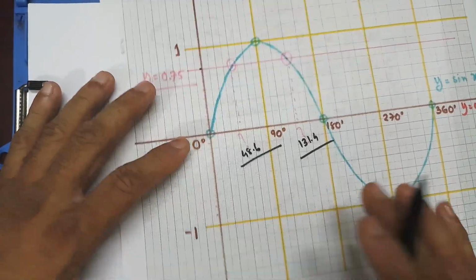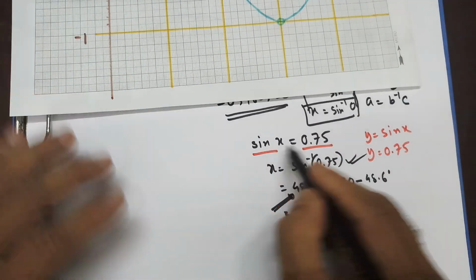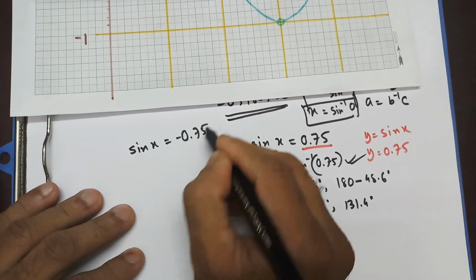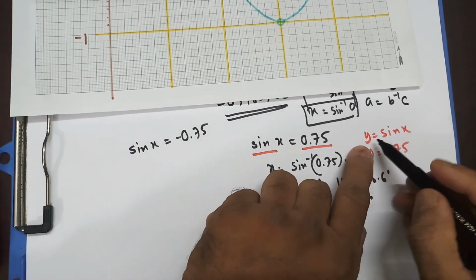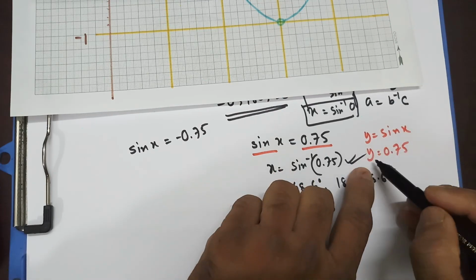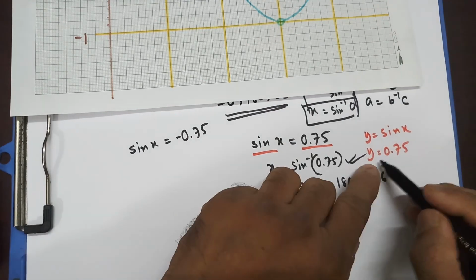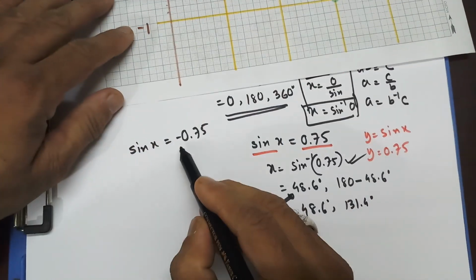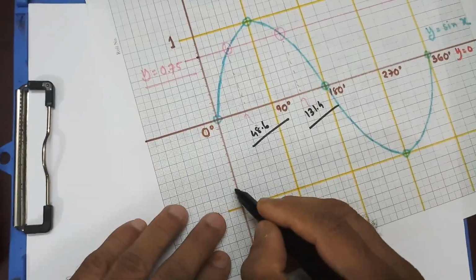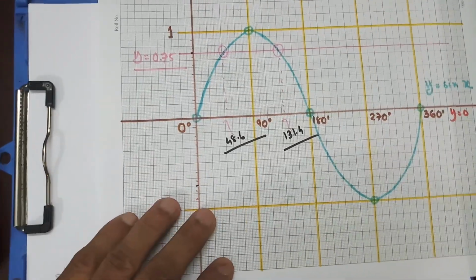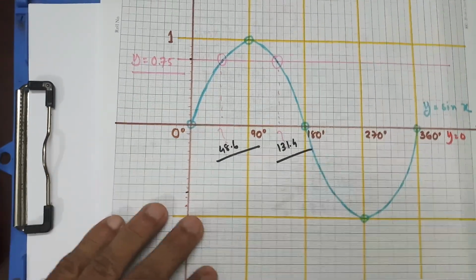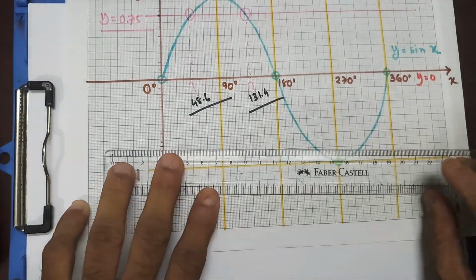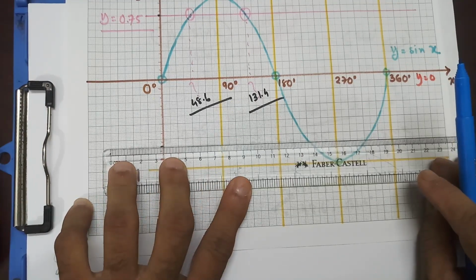What if I'll just take a few more minutes. What if instead of this, I have sine x equal to minus 0.75. Same thing like that. One trigonometric graph is y equal to sine x, and another linear graph, or line, is y equal to 0.75. Now in this case, minus 0.75. So minus 0.75 should be somewhere over here. I'm going to draw this line right over here.